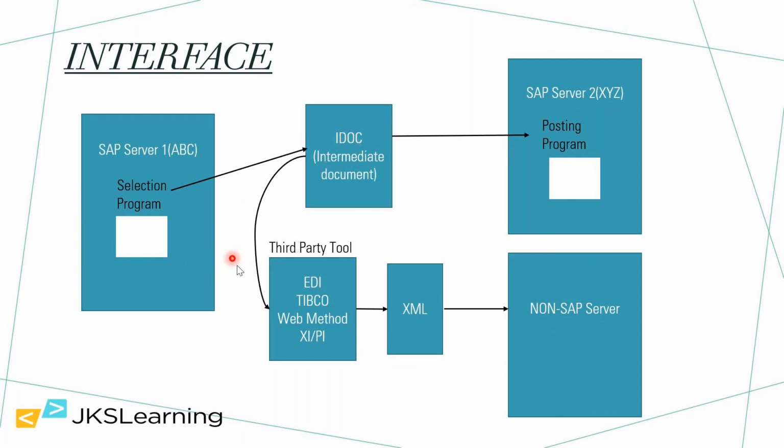In that scenario, we have to share this data through a third-party tool. We can have any tool based on feasibility. We have EDI, we can have webMethods, or we also have SAP's process integration tool. So this IDOC data will be shared to the third-party tool, and this tool will convert the data into XML format, which is a universally accepted language. This will be transferred to the non-SAP system. This entire process we call an interface. I hope this is clear.